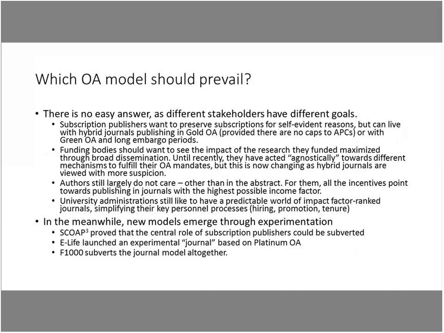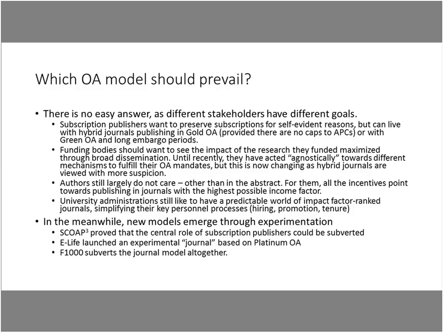Now, the question becomes which open access model should then prevail? And there is no easy answer. I'm now going to discuss many of the competing models which are emerging. I argue that there is no reason to have journals, and in fact, there is a lot of experimentation that subverts the journal model altogether. Rupert, after me, will discuss them in much more depth. So I'm going to stick to making predictions based on what we can see today.